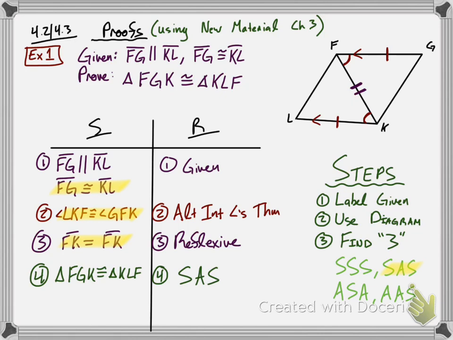So it's very common when we are working with proofs and we see parallel that you may use this alternate interior angles theorem. You may also use some of the other theorems that were discussed in chapter 3 with parallel lines, but this one is a little bit more common than the others.